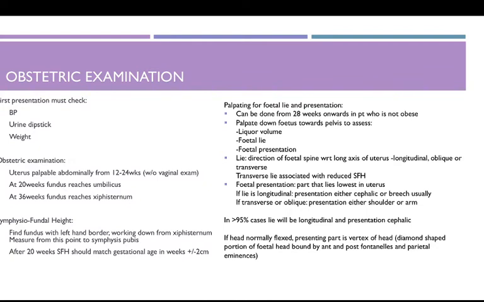Symphysiofundal height, or SFH, the way that you measure this is you find the fundus with the border of your hand, and it's good to start from the xiphisternum and then move downwards with your hand until you feel the edge of the fundus. And what you do is you measure from that point down to the pubic symphysis. After 20 weeks, the SFH should match the gestational age in weeks, plus or minus 2.